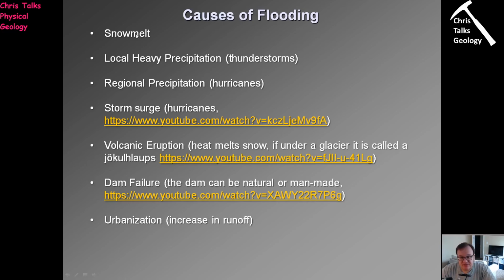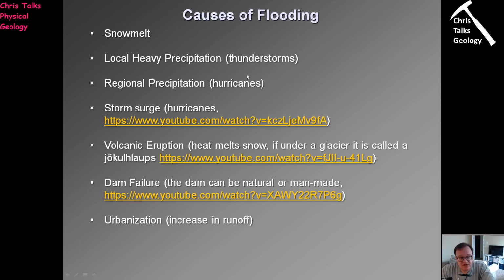Obviously there's heavy precipitation, where you have large quantities of water being deposited very, very fast. That water will enter the river very, very quickly. Once again, you'll have a flood. Regional precipitation, hurricanes, exactly the same thing, just like a thunderstorm, but on a much larger scale. You have a huge area being covered in large amounts of water. Once again, that will lead to flooding, because you'll have very significant amounts of water entering your river in a very, very short space of time.